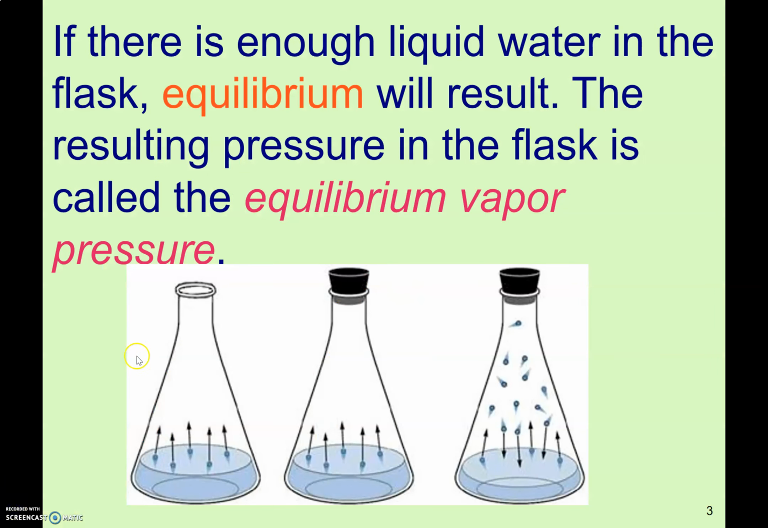So there's something called equilibrium vapor pressure. If there's enough of the liquid, it doesn't have to be water, but if there's enough of the liquid in a flask, and the flask is capped so the gas can't escape, you will result in an equilibrium vapor pressure where the particles keep on going in and out of the gas and liquid phase, and they'll reach an equilibrium, and that pressure in the closed flask will stay constant.